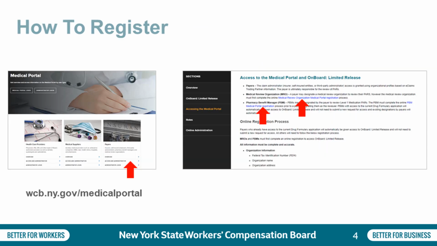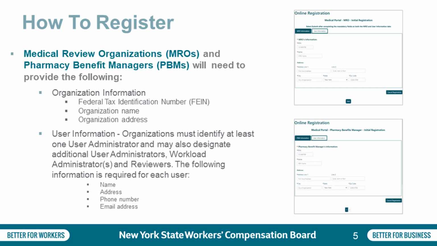To begin the registration process, go to wcb.ny.gov/medicalportal and select Access and Administration under Payers. Next, select Accessing the Medical Portal in the navigation column on the left. Select either Medical Review Organization Medical Portal Registration or PBM Medical Portal Registration at the top of this page. After selecting either of these links, the registration process will begin.